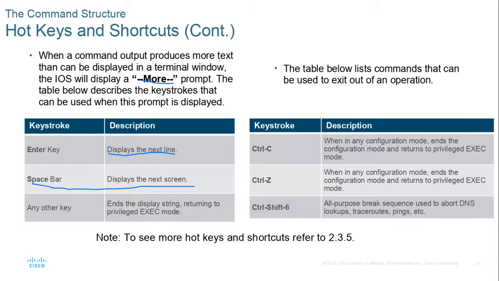Now, some other useful keys for getting out of something. Control-C, if you're in any configuration mode, will return you to privileged exec mode, equivalent to Control-Z. If I type Control-Z, no matter how deep I am in the configuration mode, it's going to pop me back to the regular privileged exec mode where I can do a copy run start and save it. If you get stuck in a loop, say you try to ping something that doesn't exist, you can type the command sequence Control-Shift-6.